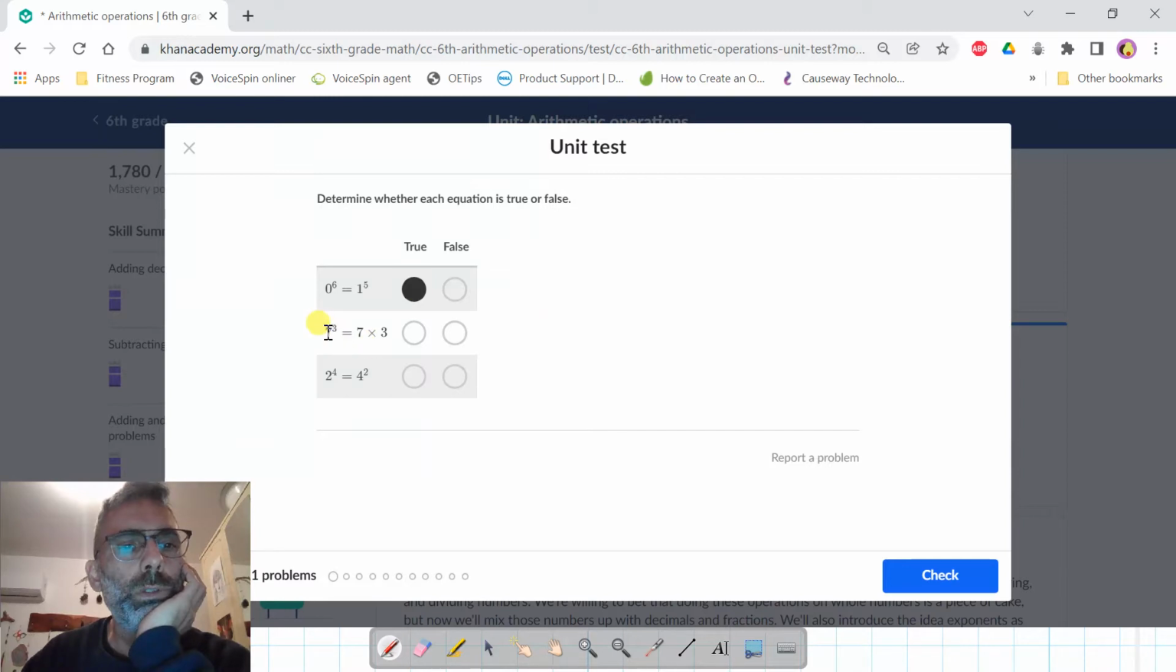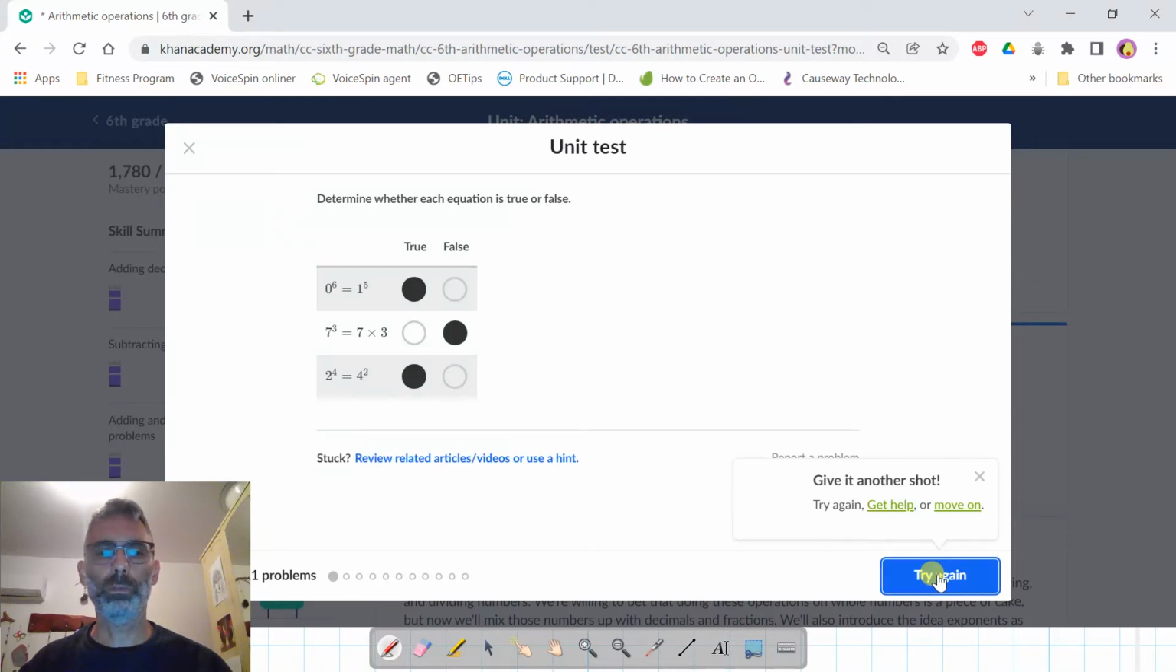is true. Okay, 7 to the power of 3 is 7 times 7 is 49, 49 times 3 is not 7, so this is false. 2 to the power of 4 is 16, 2 times 2 is 4, 4 times 2 is 8, 8 times 2 is 16, and 4 squared is also 16, because 4 times 4 is 16, so this is also true.